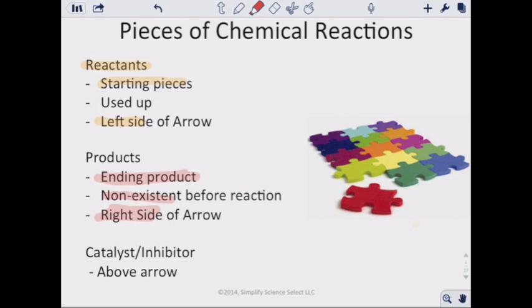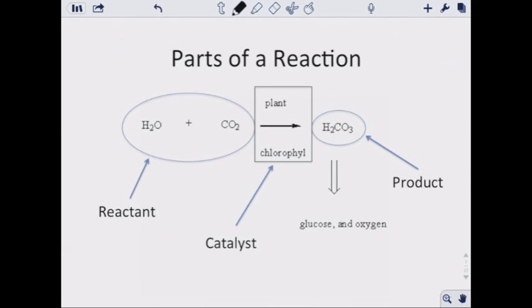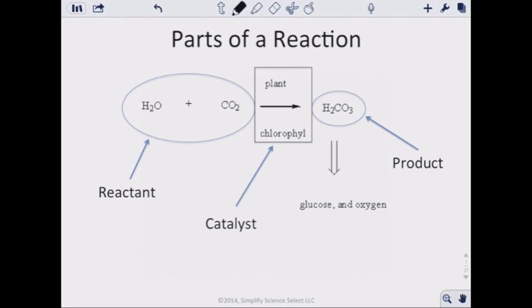And then also pieces of the puzzle, we have catalysts or inhibitors, and these are written above the arrow, which we'll talk about. In a chemical reaction, we have an arrow. If it's written above the arrow, then we see that we have a catalyst or inhibitor, but those are kind of the main things that go into a chemical equation. So when we're looking at the parts of a chemical reaction, we can see what we just said. We have our reactants on the left side of the arrow.